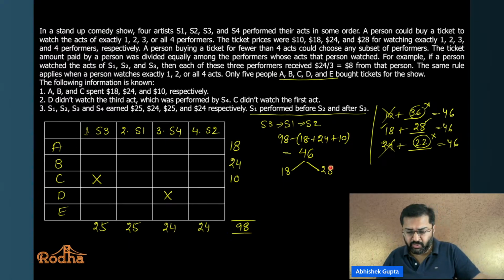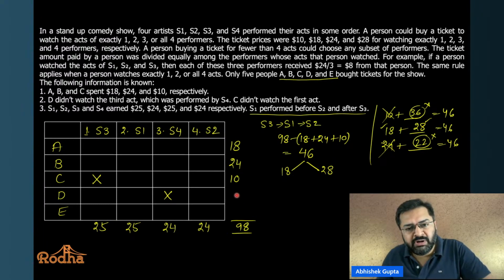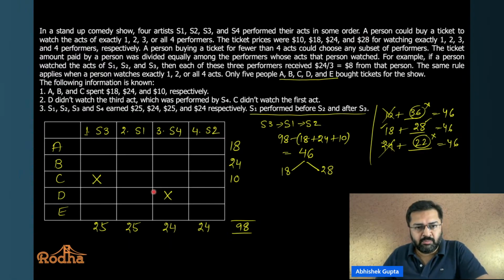So what we know from this is that one of these would come here and the other one would come here. Can you tell me quickly which one would come where? Can 28 come here? Just think like that. Can I put a 28 here? The reason I cannot put a 28 here is that 28 means, what is the meaning of 28? That the person watched all 4 acts, right? But what does this cross mean?